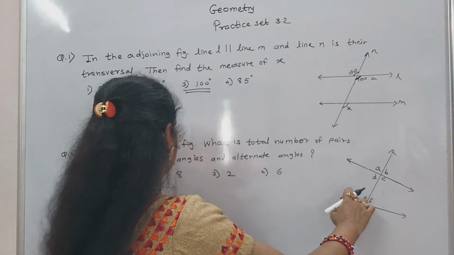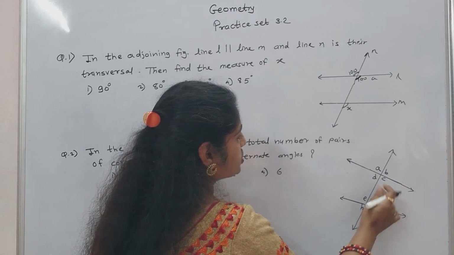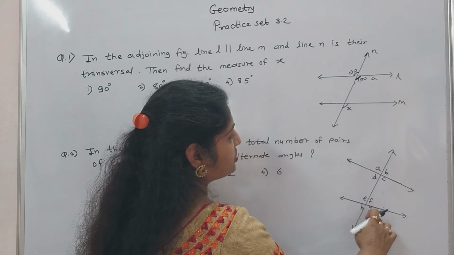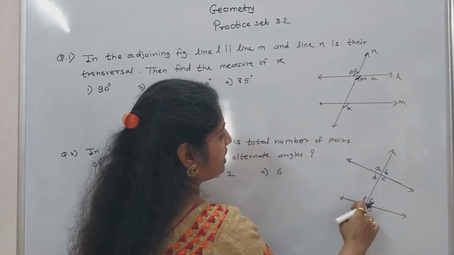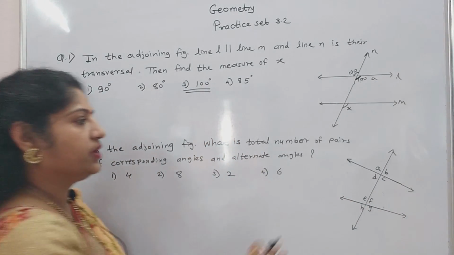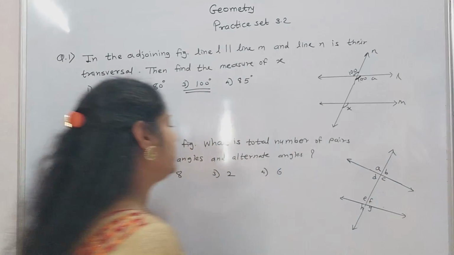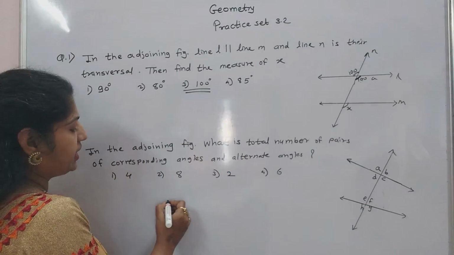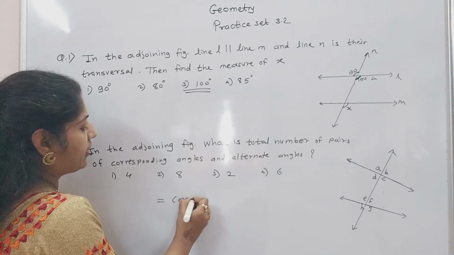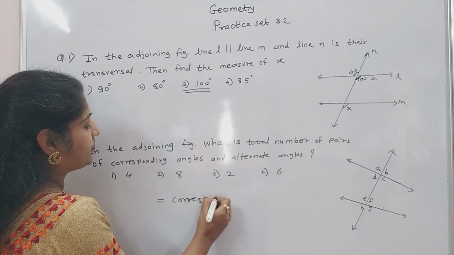In these angles, there are 4 pairs of corresponding angles: B, F, C, G, A, E, D, H. These are the 4 pairs. Here 2 pairs and here 2 pairs. That is 4 pairs of corresponding angles.